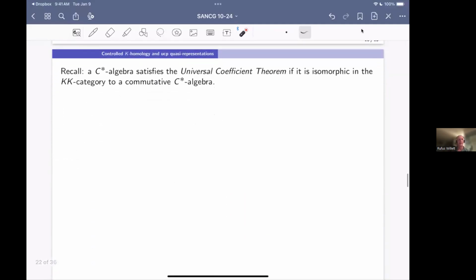Oh yeah, one extra thing I need. The C-star algebra satisfies the universal coefficient theorem of Rosenberg and Schochet, again from the 80s. I'm just going to do this in a really ad hoc way: if it's isomorphic in the KK category to a commutative C-star algebra. If you don't know what that means, it doesn't matter. Nice assumption.